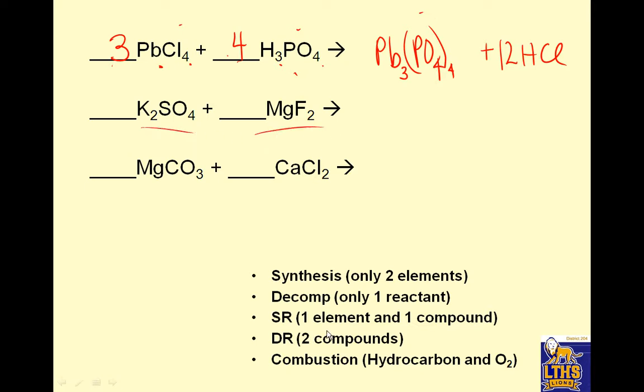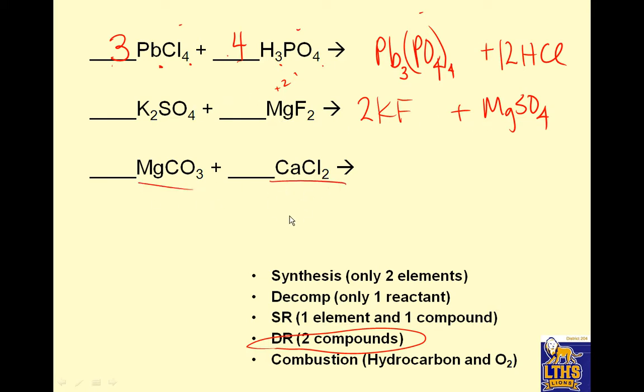Okay. Next one. Compound, compound. 2 compounds, double replacement. They do the old switcheroo. So the positive comes first. It has to go with the negative part of that. K is a +1 on the periodic table. F is a -1. KF. And Mg is a +2. Sulfate's a -2. MgSO4. Okay. And then I go back and put in coefficients if I need them. I need 2 Ks on this side. 2 Fs, 2 Ks. 1 Mg, 1 Mg, 1 sulfate, 1 sulfate. Done.